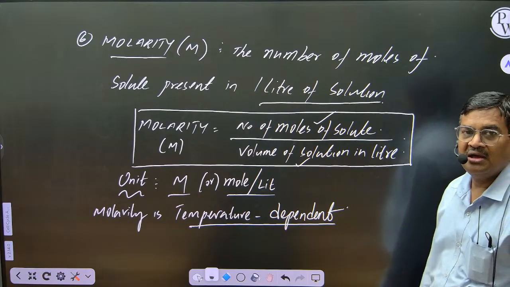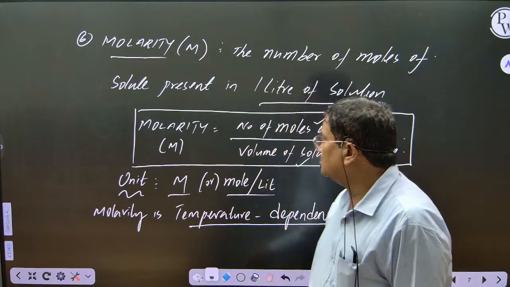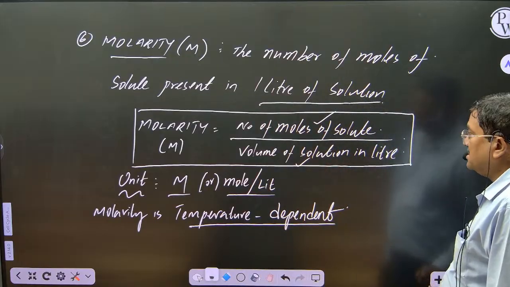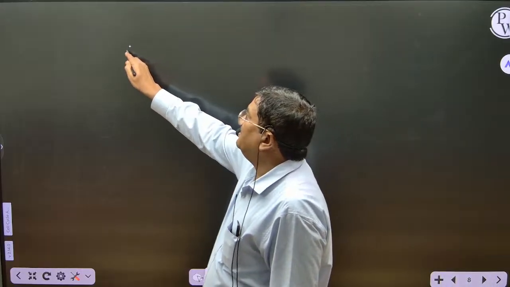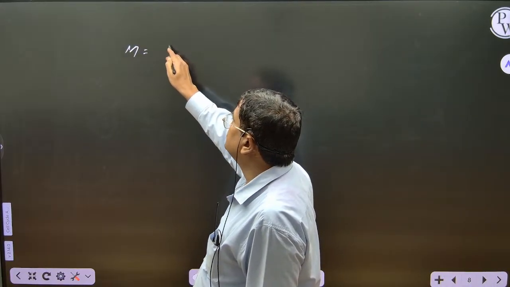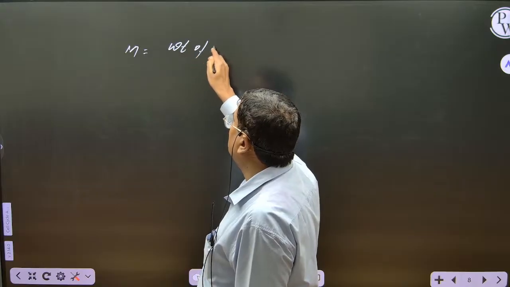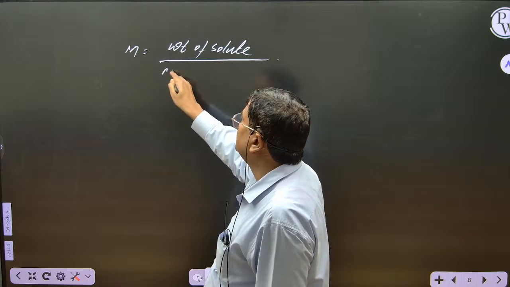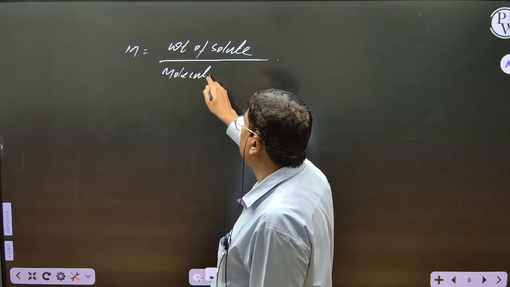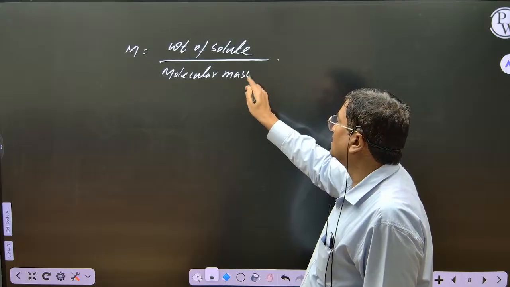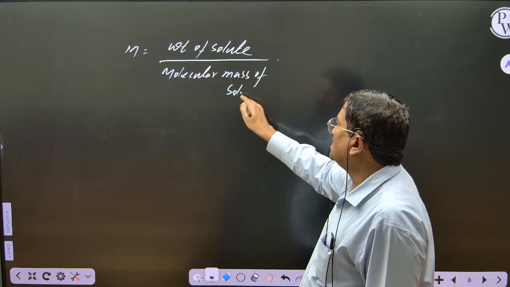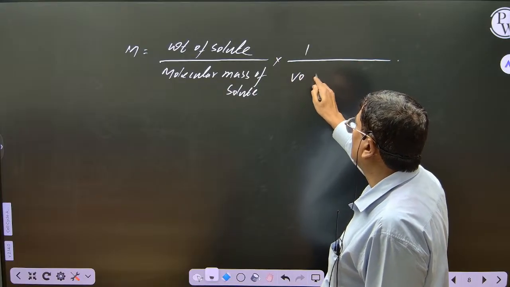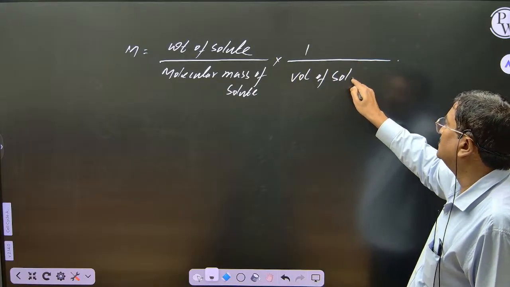Copy them. Are you following, everyone? See, now the next step, I am writing on the next page. Molarity, capital M, is given by, in place of moles, what do we write? Mass or weight of solute by molar mass of solute or molecular mass of solute, into 1 upon volume of solution in liter.